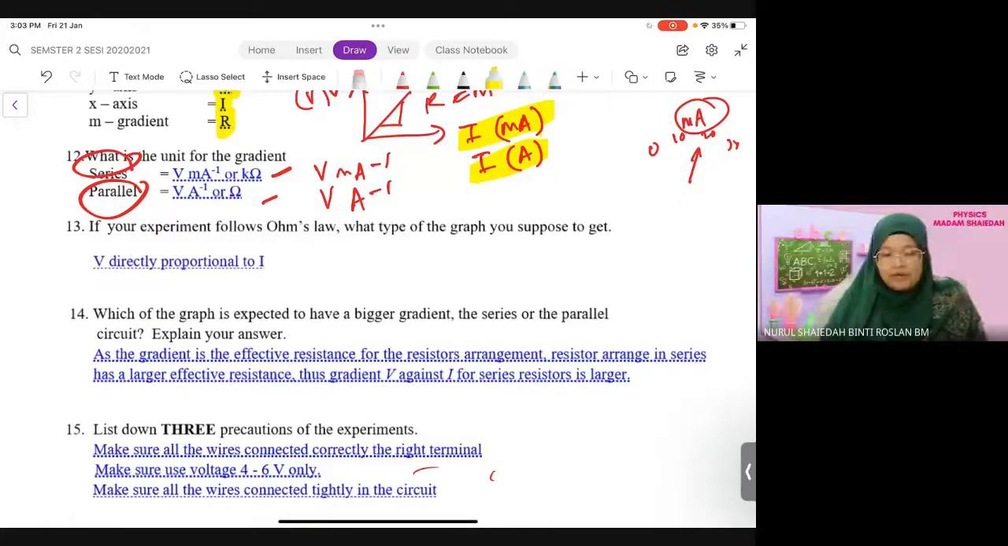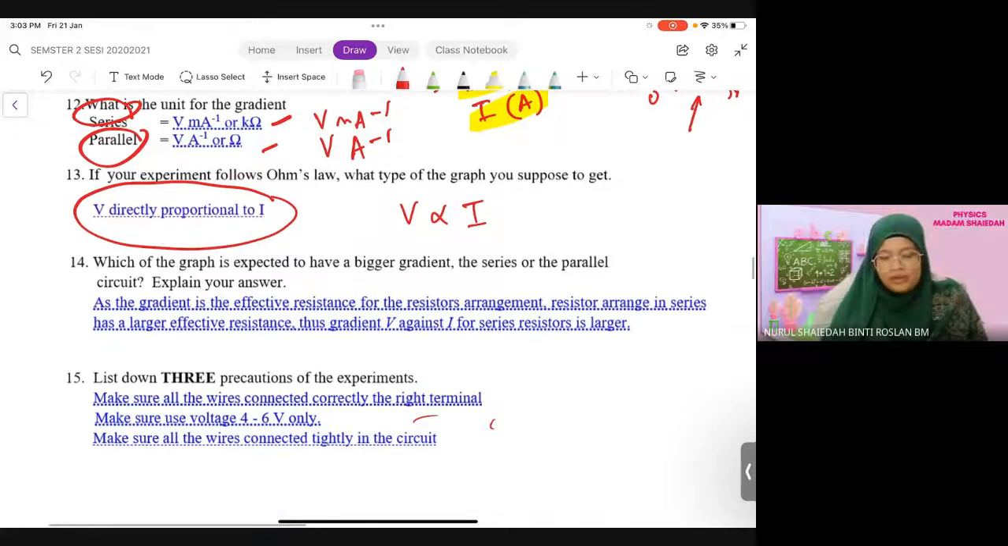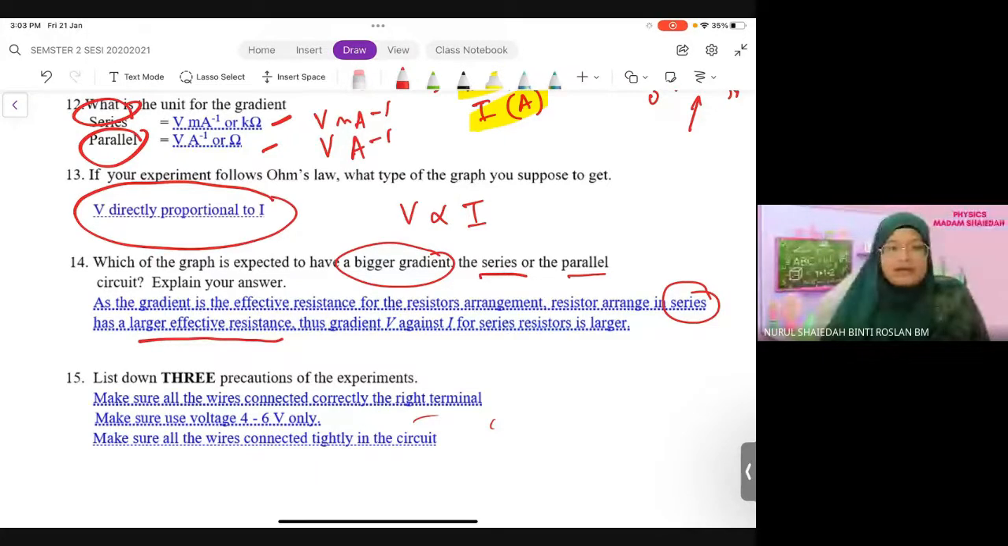Okay, if your experiment follows Ohm's law, what type of graph is supposed to be? Your graph adalah V directly proportional to I lah, straight line graph lah. Sepatutnya you akan dapat straight line graph. Which graph is expected to have the bigger gradient, the series atau parallel? So yang akan jadi biggest adalah series, because series ada large effective resistance. So jawapan dia sini betul lah, series tadi kan kita kira adalah 81 ohm. Kalau parallel kita dapat 9 ohm. So gradient yang kita akan dapat besar adalah series. Sebab dia R effective dia adalah largest.